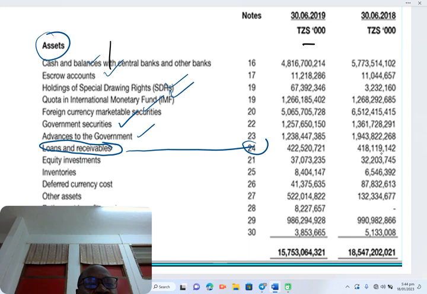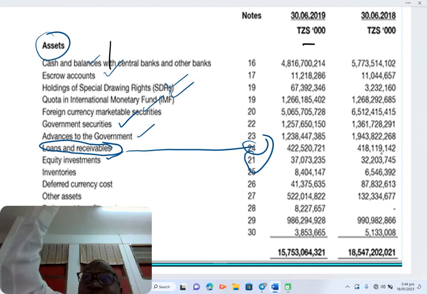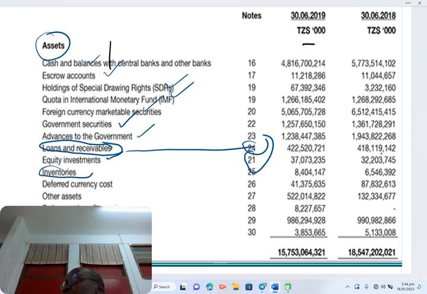Okay. Equity investment, do you see? Meaning that even the BOT buys shares of other entities for trading. Therefore, it has equity investment. These inventories are not financial instruments. They are inventory, like stationery and others. So at least I want you to understand what I mean by financial instrument, and once you read the financial statements, where to get this information. So this is an example.